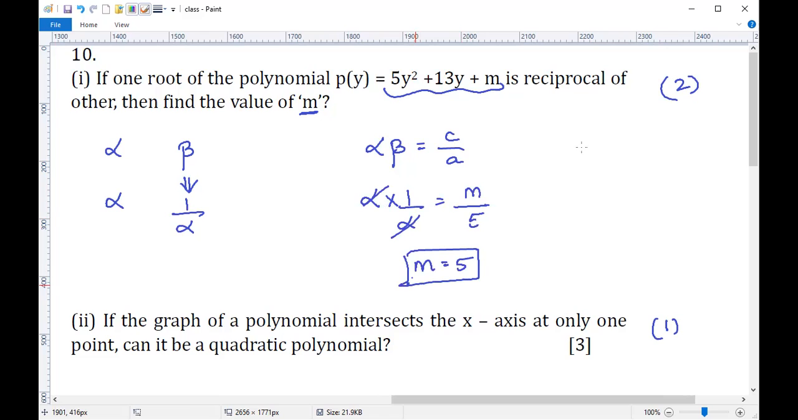This part carries 2 marks. First of all, one of the zeros is alpha and the other one is its reciprocal, 1 by alpha. Assuming this gets half a mark. Then using this formula gets half a mark. Substituting in the formula gets half a mark, and finding the value of m as 5 gets half a mark. So totally 2 marks for this question. Clear?